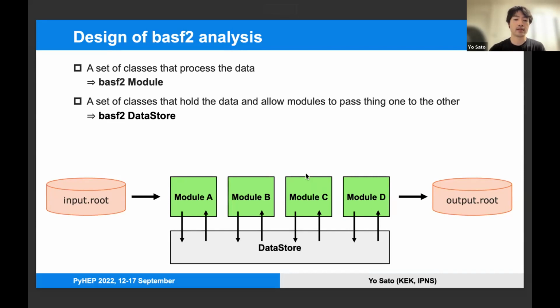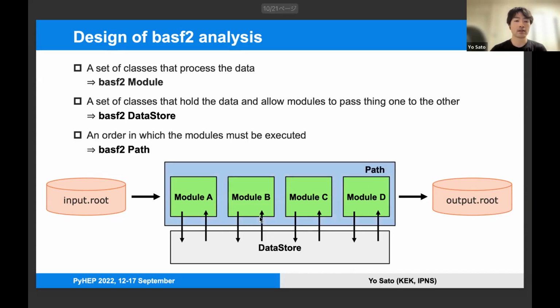And the second main item is the data store. That is a set of classes that hold the data and allow modules to pass things one to the other. So in the PyHEP2022 design, each module does not communicate directly, but the output of module A is stored in the data store, and then it will be used by the other modules.